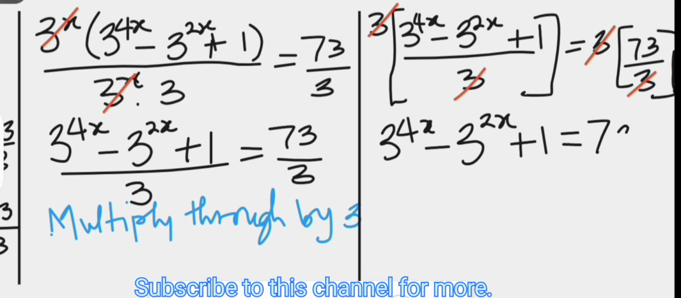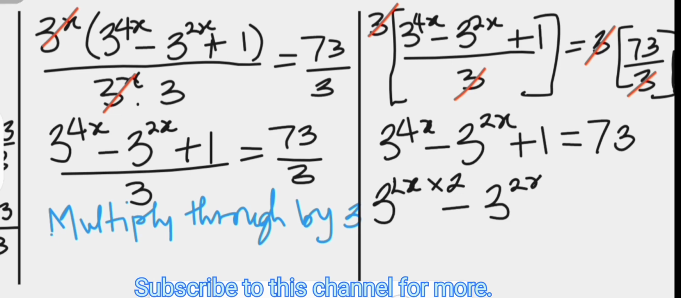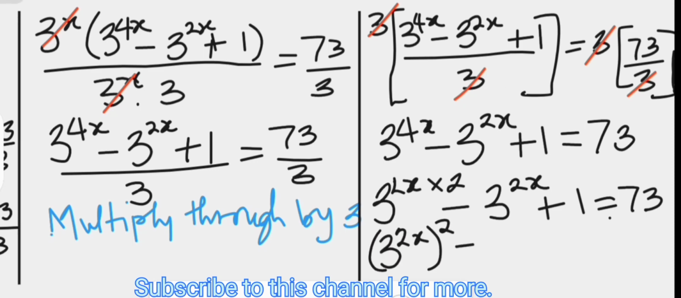equals 73. Then we can write 3 raised to the power 4x as 3 raised to the power 2x times 2, minus 3 raised to the power 2x plus 1 equals 73. This can further be written as (3 raised to the power 2x) all squared minus 3 raised to the power 2x plus 1 equals 73.